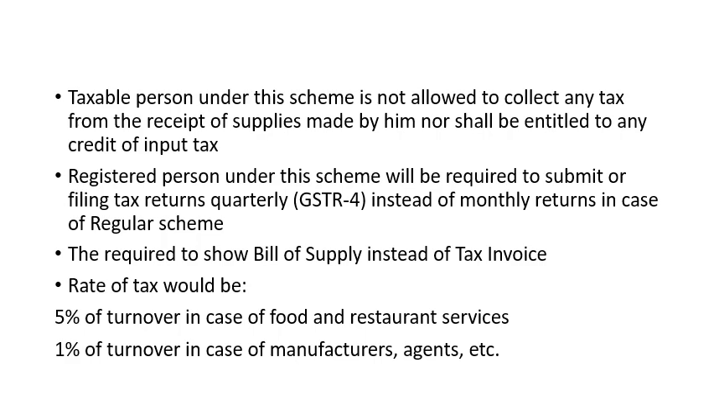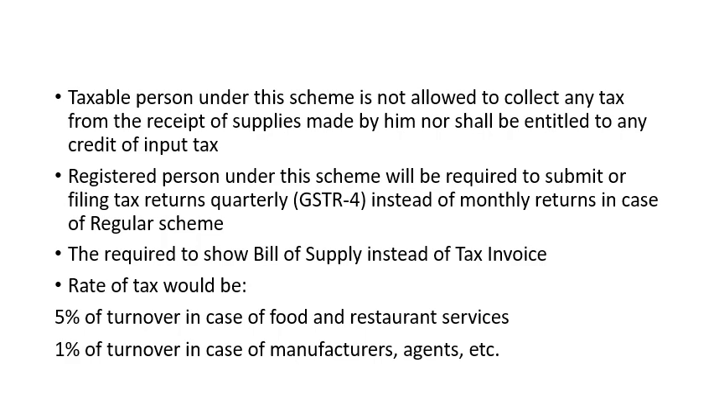So if their turnover is less than 1.5 crore, composition scheme, here they are filing tax returns quarterly, GSTR-4. They should show a bill of supply instead of a tax invoice. In case of the regular scheme, other than composition scheme, they should show a tax invoice, that you have studied, as well as the contents of a tax invoice. Here the composition dealer must show the bill of supply instead of a tax invoice.